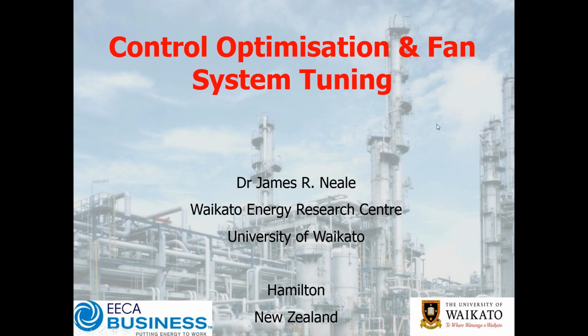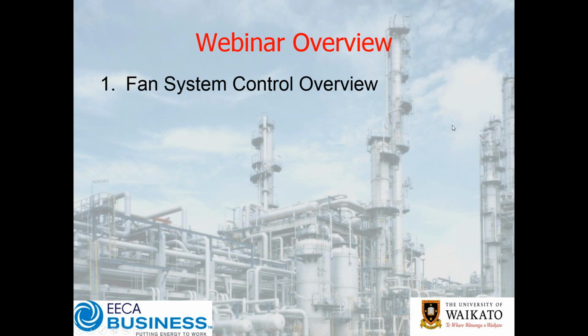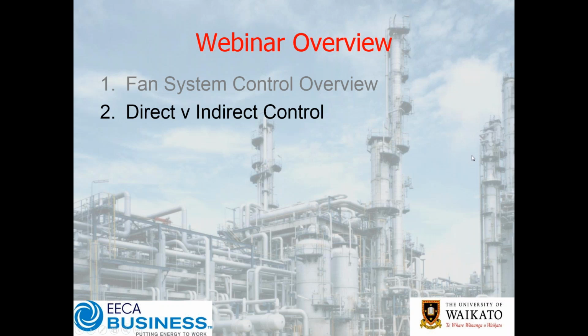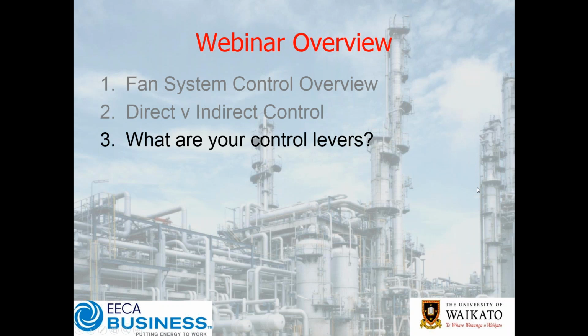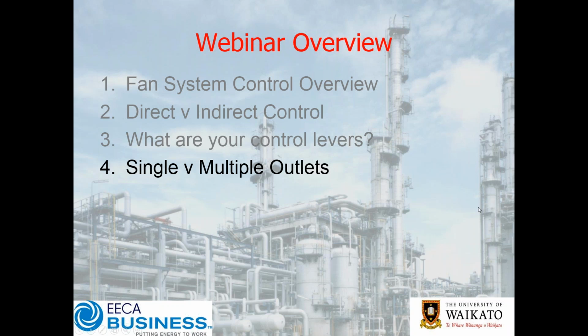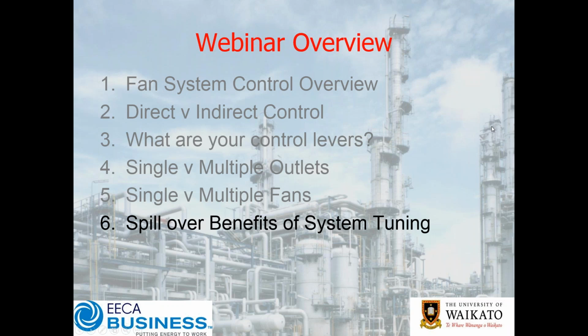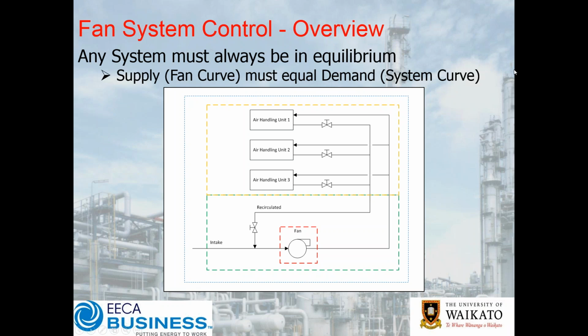Okay, so without any further ado, we'll get underway. To start with today, we're going to talk a little bit about what we mean by fan system control, in terms of an overview of what it is we're trying to do with the system. Then talk about direct versus indirect control, understanding what your control levers are. Then we're going to look at a couple of scenarios around single versus multiple outlets and single and multiple fans. I'm going to talk a little bit about some spillover benefits of system tuning and a few case studies along the way.